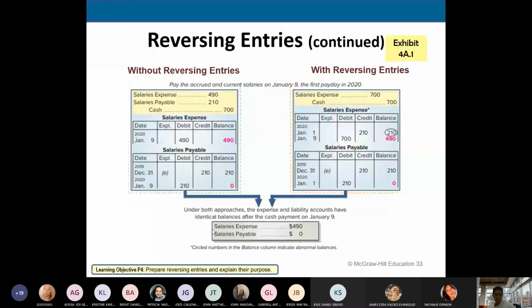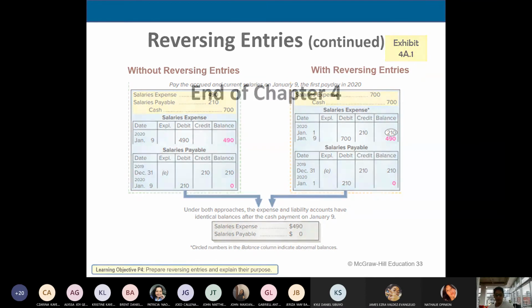Okay, so based from this, no, under both approaches, the expense and liability accounts have identical balances after the cash payment on January 9. So sabi ko nga, kahit mag-provide ka ng reversing or hindi ka mag-provide ng reversing entry, it will yield the same result. So ang purpose lang nito is for simple bookkeeping. Okay? Simple bookkeeping. Tapos na tayo, no?